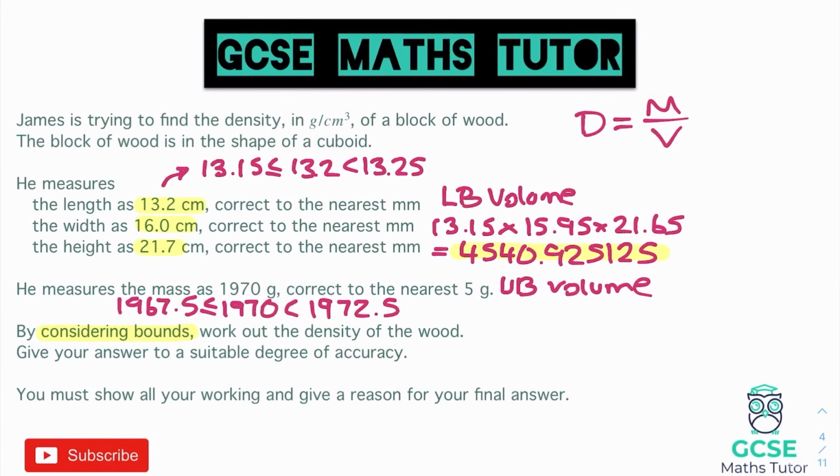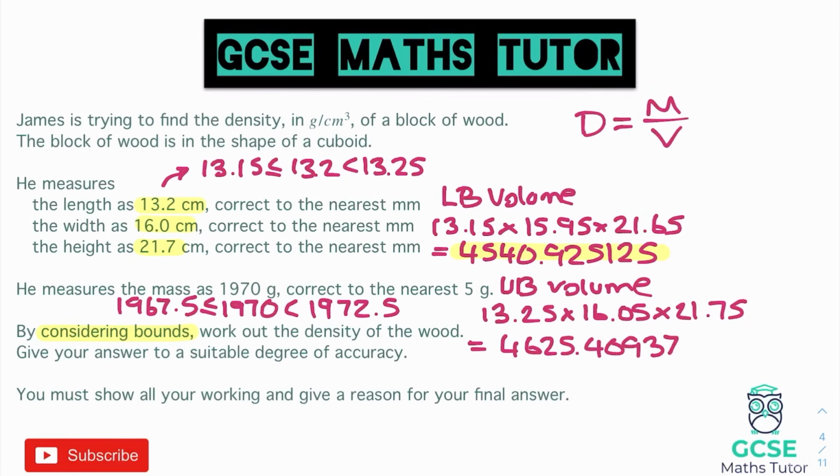And again, all we're going to do is the same process, but we'll use the upper bound numbers. So we're going to have 13.25. We're going to multiply that by 16.05 and multiply that by 21.75. And again, let's type that into the calculator, see what we get. So 13.25 times 16.05 times 21.75, and that gives us a different number here, obviously. So we've got 4,625.409375. There we go, and that's the upper bound for our volume.